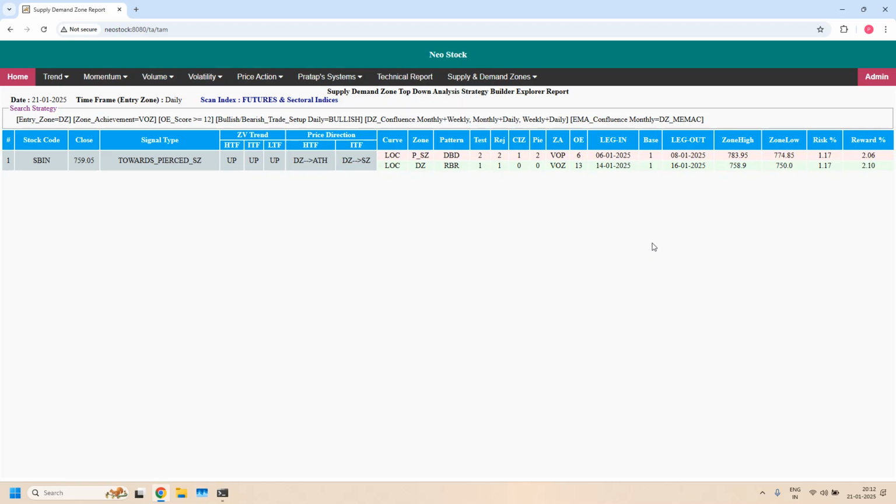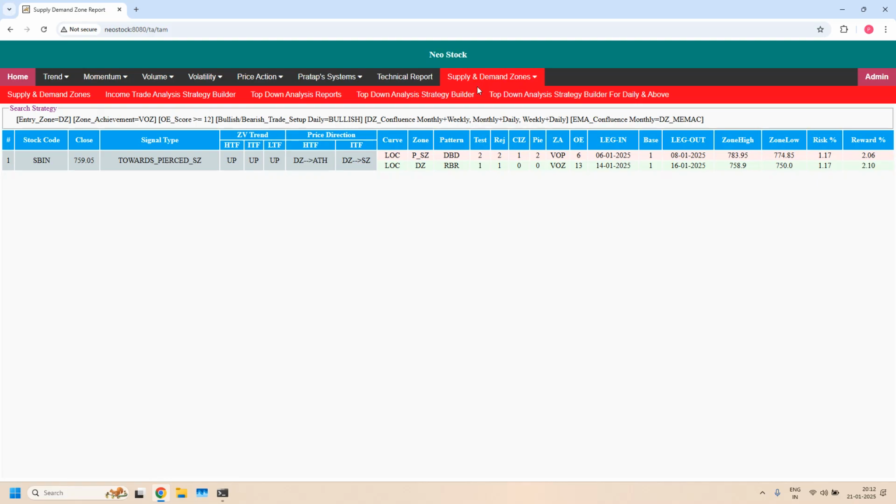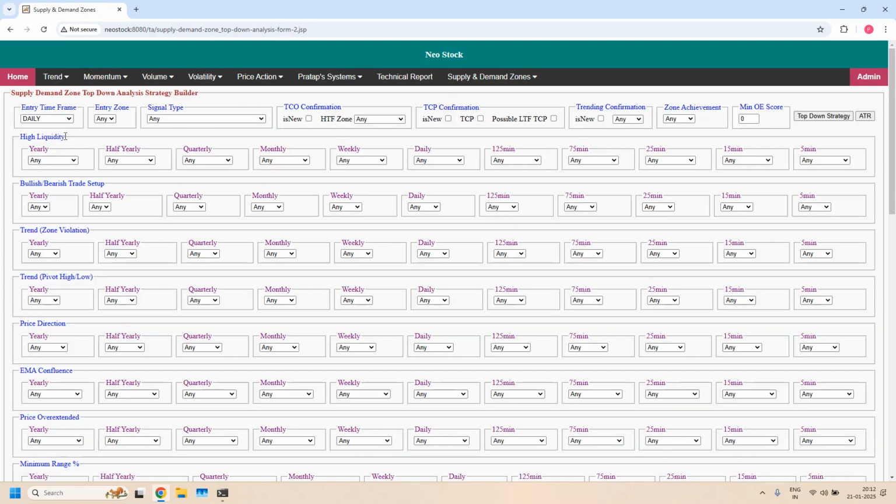Okay, now let's look for, this is the bullish trade setup for monthly income trade. Next, bearish trade setup for monthly income trade. Entry time frame is daily, entry zone is supply zone. This is a bearish trade setup. And in bullish or bearish trade setup at entry time frame daily, I am selecting bearish.